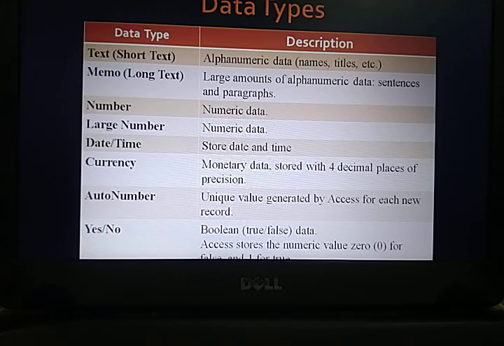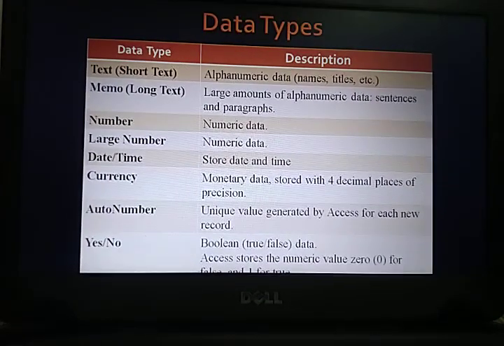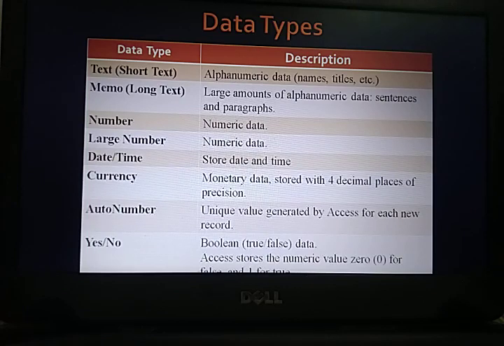Then the next thing is yes or no. It means a boolean value. It will return either true or false. So Access stores the numerical value 0 for false and 1 for true. Fine. So that is all about your data types. I hope all these data types are clear to all of you. Now we are going to see how to open MS Access.